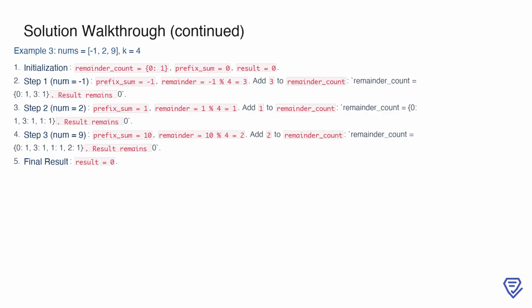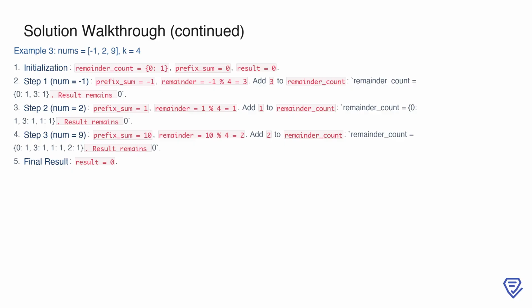The result remains 0. Next, for 2, adding it to prefix_sum gives 1, and the remainder of 1 % 4 is 1. This remainder is also new, so we add it to the hash map, resulting in {0: 1, 3: 1, 1: 1}, while result stays at 0. Finally, for 9, adding it to prefix_sum gives 10, and the remainder of 10 % 4 is 2. This is another new remainder, so we add it to the hash map, making it {0: 1, 3: 1, 1: 1, 2: 1}. The result remains 0 since no remainders were repeated.